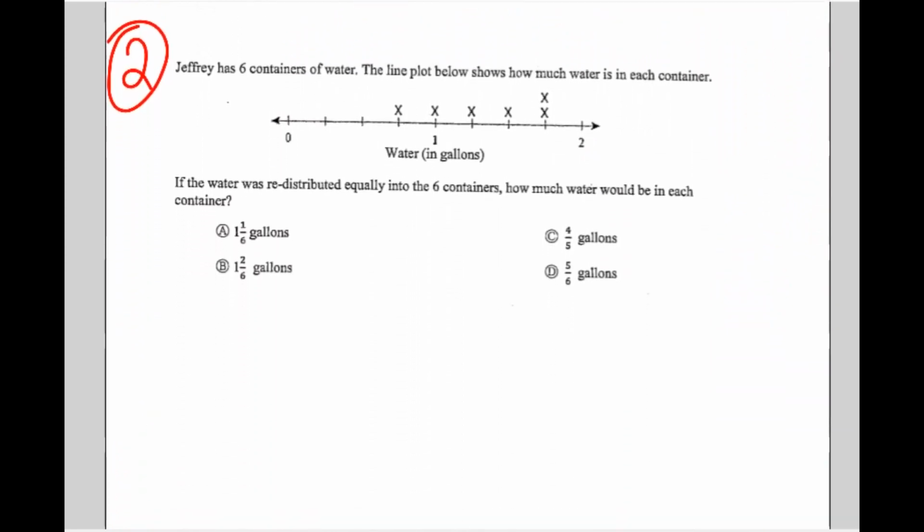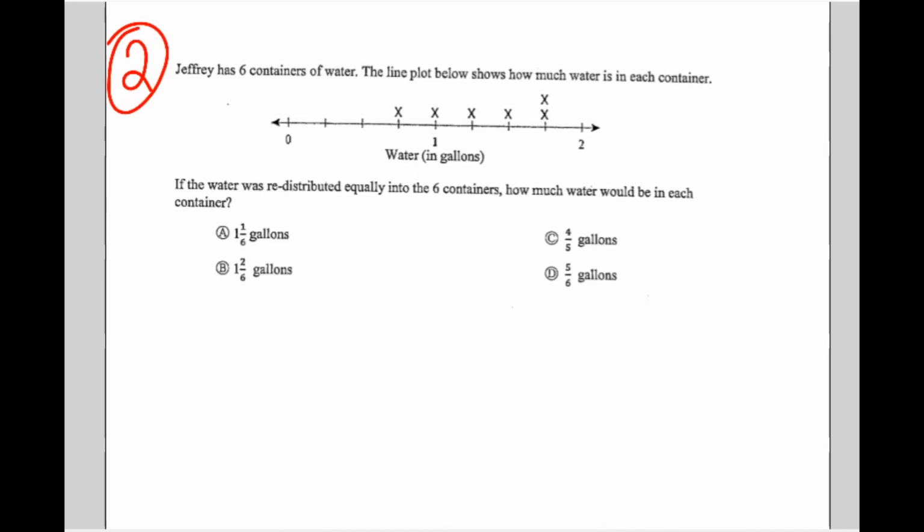All right, Jeffrey has 6 containers of water. The line plot shows how much water is in each container. If the water was redistributed equally into 6 containers, how much water would be in each container? All right, so this is, again, we're going to add everything up, then we're going to divide that addition answer by the 6 containers to get our final answer. So let's go ahead and figure out what our numbers are.